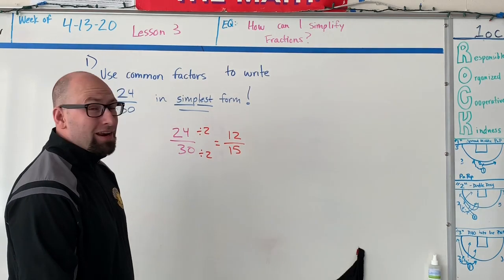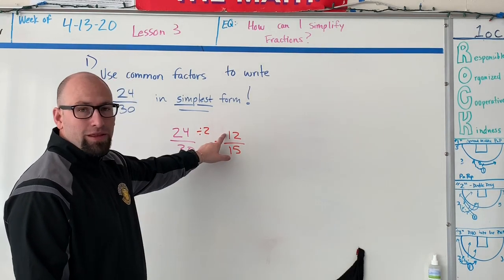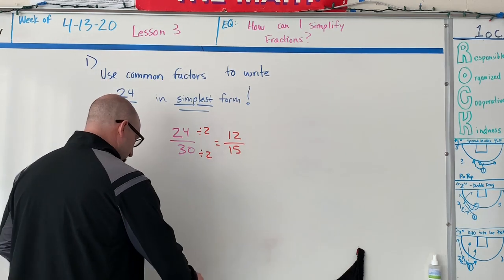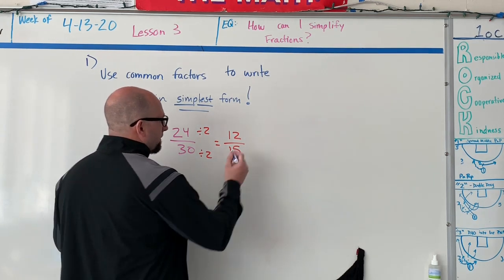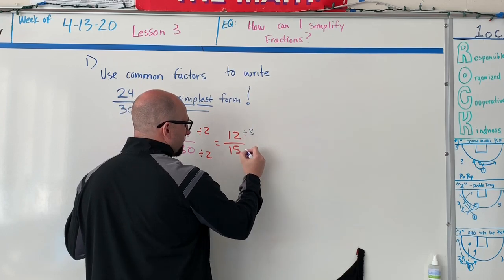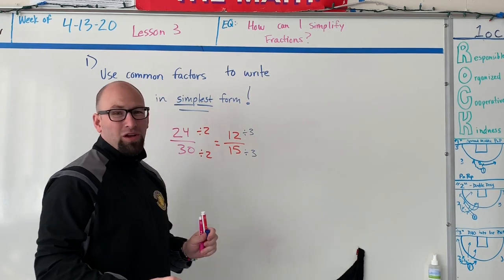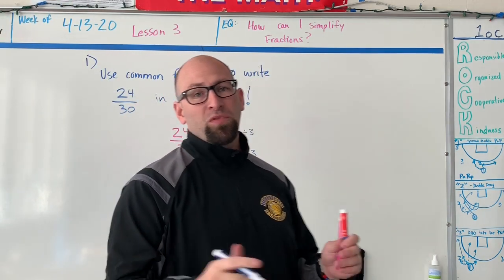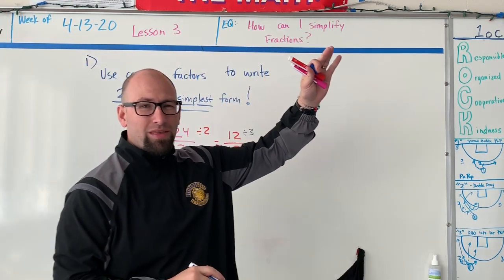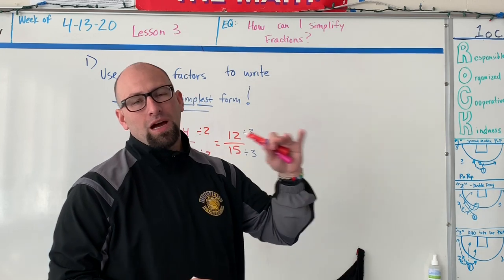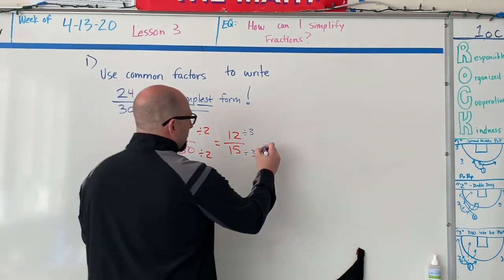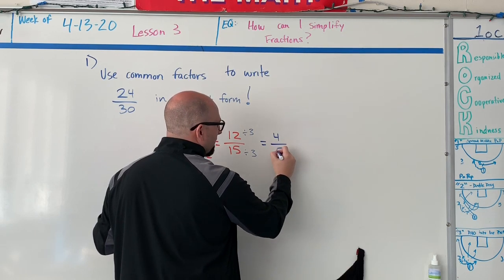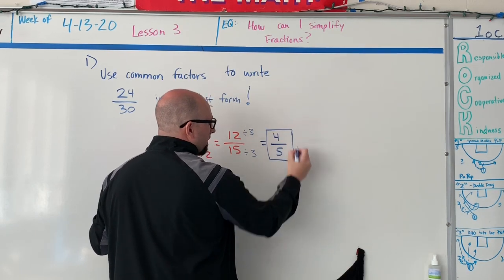So can we divide it by 3? 12 divided by 3, yes. 15 divided by 3, yes. So we're going to divide this by 3, and we're going to divide this by 3. Now remember, if you're trying to get equivalent fractions, whatever you do to the top, you've got to do to the bottom. So we're dividing the top by 3, the numerator by 3, then you've got to divide the bottom, the denominator by 3. So we've got 12 divided by 3 is 4, and 15 divided by 3 is 5. And that's going to be it.